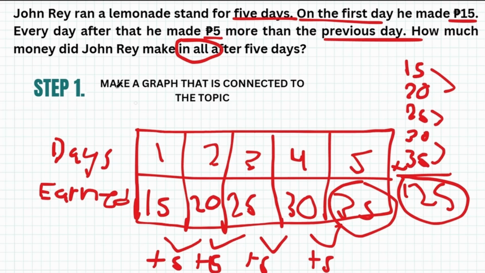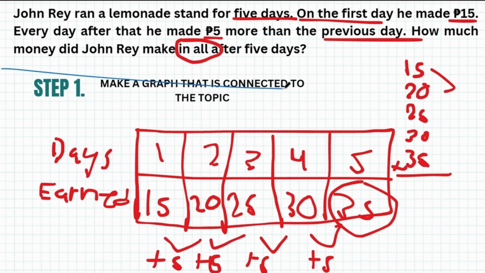Yan yung hinahanap. This one. Yan yung hinahanap na sagot. So, in all, after 5 days, 125 pesos yung kinita ni Mr. John Ray Guerrero. Okay na yun. We're done with this one. So, let's move on to my second example.